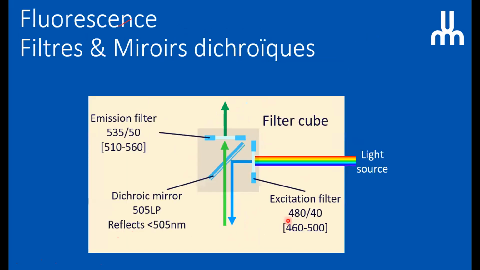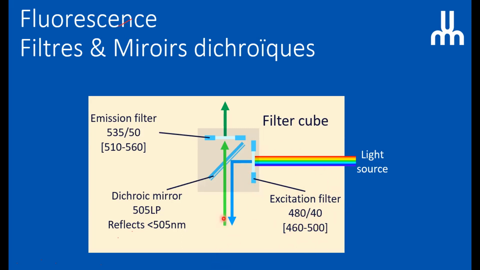If you go into more detail on a filter cube, this is an important part of microscopy. Filters are usually written with a number / another number for filters that select a band. So in this one, the band is centered on 480 nanometers, and the width of this band is 40 nanometers. It means that this filter lets light from 460 to 500 through. So it's 480 minus 20 and 480 plus 20. This is called a band pass filter.